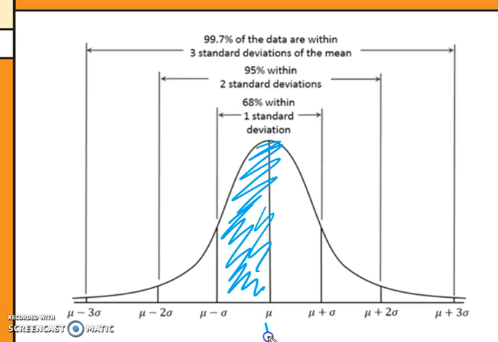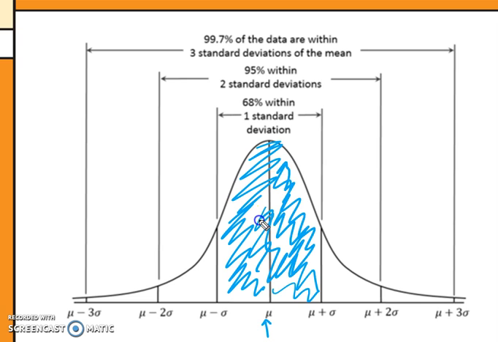So the mean's in the middle here, and whatever the standard deviation is, could be 10, could be a million. If you go one above the mean and one standard deviation below the mean, then 68% of the data falls between here and here. Since we know this is perfectly symmetrical, if 68% of the data is between here and here, that means there's 34% on each side. So we'll think about that stuff later.